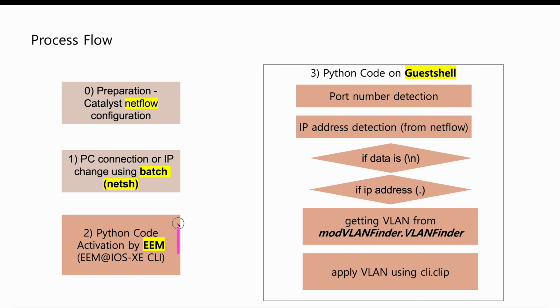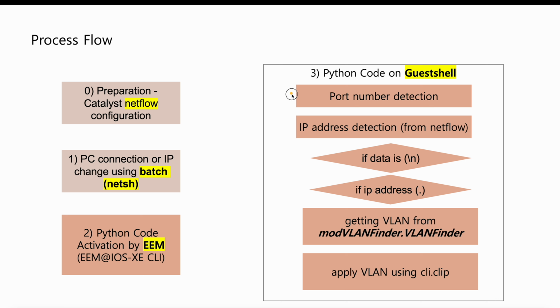will detect the interface up, and then we call a Python file. The Python file is located on the guest shell. Guest shell is Linux. It lives on the switch box, but even if the guest shell is down, nothing happens, so don't worry about that.